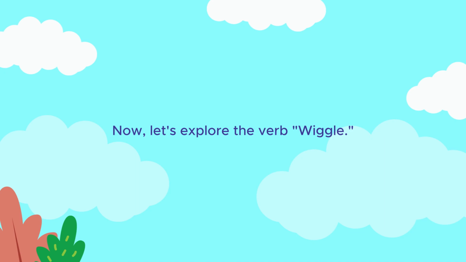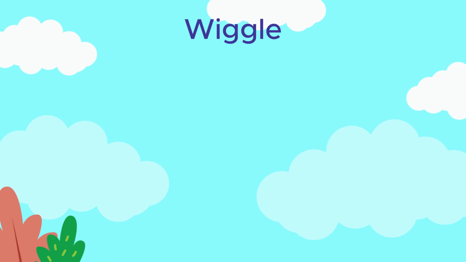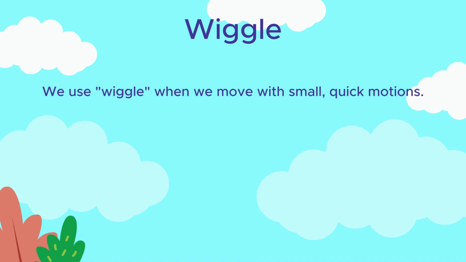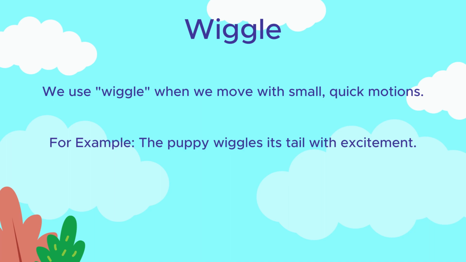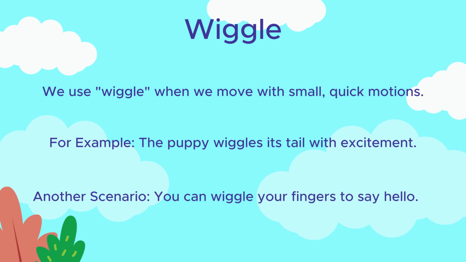Now, let's explore the verb wiggle. Repeat after me, wiggle. We use wiggle when we move with small, quick motions. For example, the puppy wiggles its tail with excitement. Another scenario, you can wiggle your fingers to say hello.